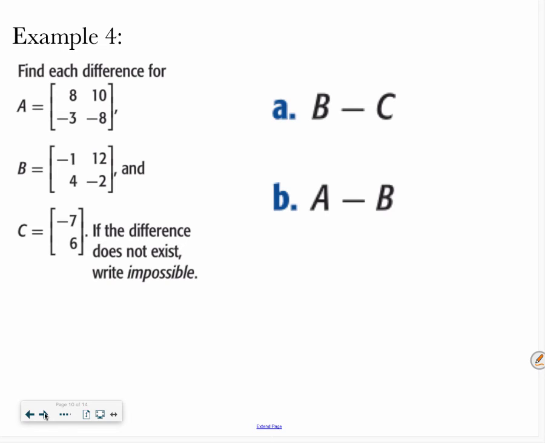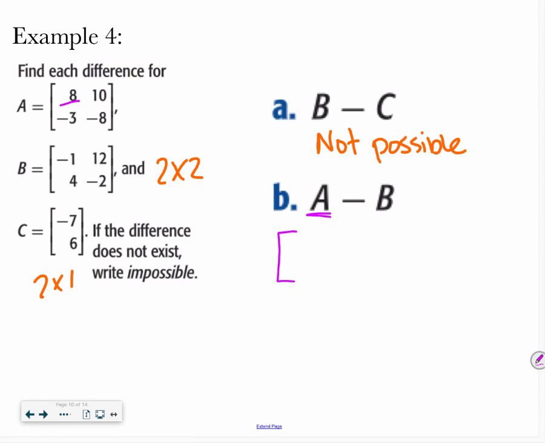So letter A, B minus C. I have a 2 by 2 and a 2 by 1. These are different size matrices, so I just have to say not possible. Easy enough. Now A minus B. So I go A first because it's listed first. So 8 minus a -1. 8 minus a -1 becomes 8 plus 1, or 9. Then we have 10 minus 12, so that's -2.